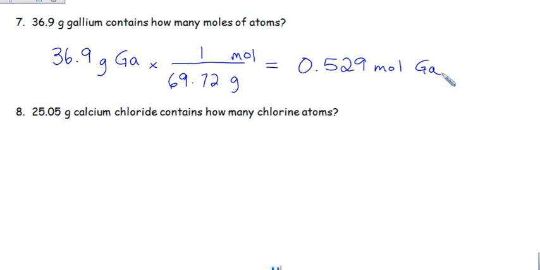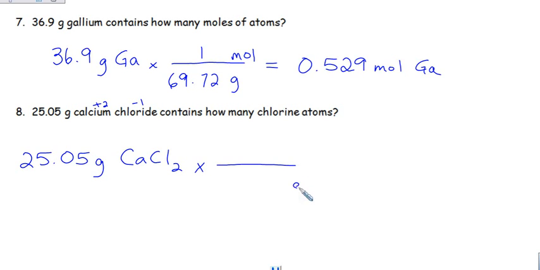Well, let's get started with what we know. We have 25.05 grams of this compound. Calcium is +2, chlorine is -1. Calcium chloride, 2 chlorine. Now this I would know how to do. I could cancel grams and change this to molecules. We're used to that. Anytime I see atoms or molecules, I'm thinking 6.02 times 10 to the 23rd.